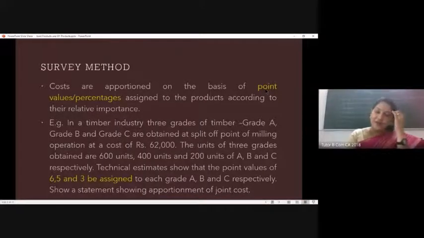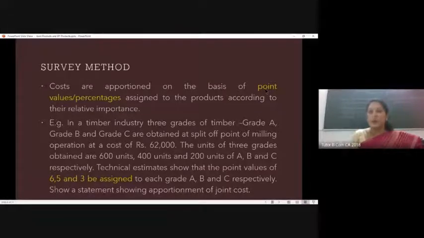Why it is called survey is because based on our assumption, some weightage, some value or some percentage is given to each joint product. Suppose if I find that product A is very important, I give more weightage, more value to product A. And if I find that product B is comparatively better, it carries more weightage, my percentage or value given to B will be higher. That's the logic here. So why is it called survey? It is based on my understanding and my analysis.